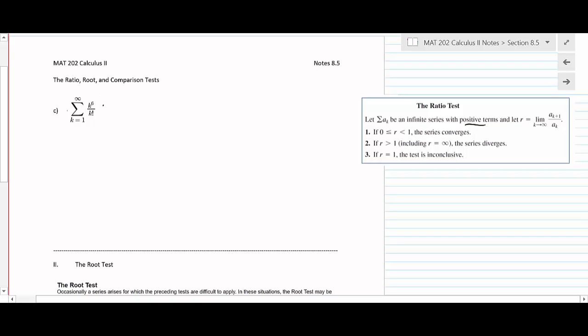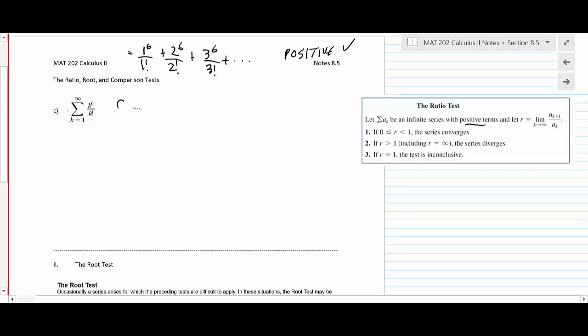I'm going to go ahead and write some terms out on this then. So if we let k be 1, we'd have 1 to the 6th over 1 factorial, then 2 to the 6th over 2 factorial, and then 3 to the 6th over 3 factorial, and so forth. So the key is we do have positive terms. So we know that the ratio test is applicable to this situation, okay? All right, so let's go ahead and get this one set up.